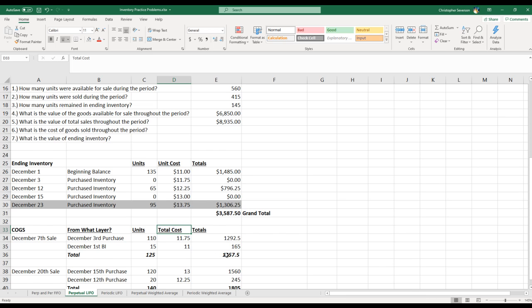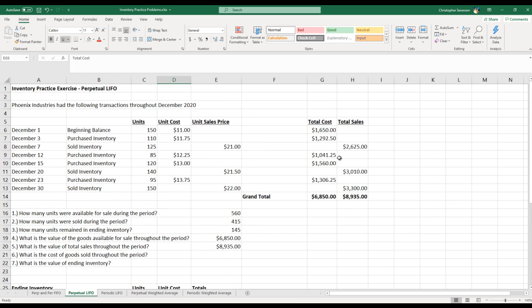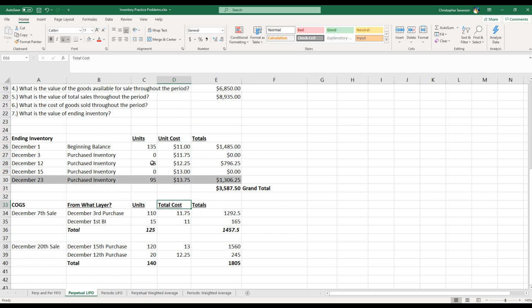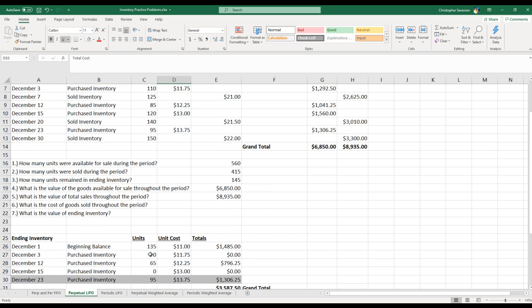is $1457.50, so they made profit. The second sale was $30.10 sales price. The cost is $18.05, so again, they made profit. If you really want to compare the two, that's fine to do. But for now, we're focused on cost. So we've updated everything. We took that from 85 down to 65 for this 20.